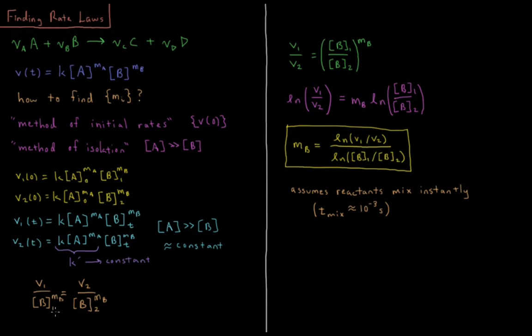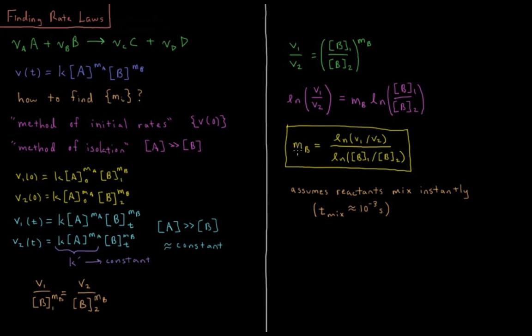Okay, so I can rearrange that to look like rate 1 divided by rate 2 is equal to the quantity concentration of B1 divided by concentration of B2 to the power mB. If I take the natural log of both sides, log of v1 over v2 equals mB times natural log of concentration of B1 over concentration of B2.